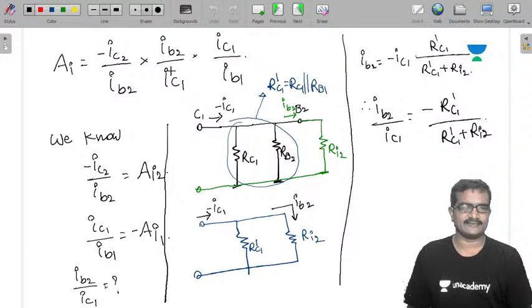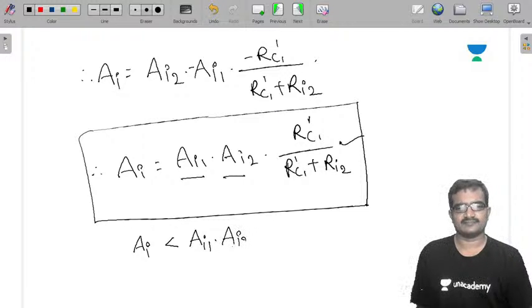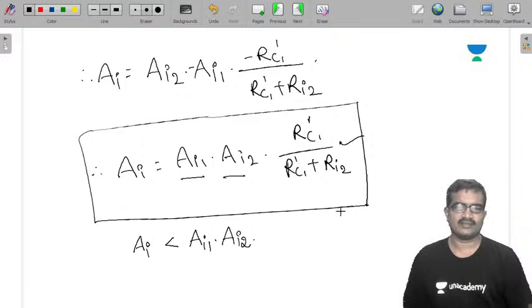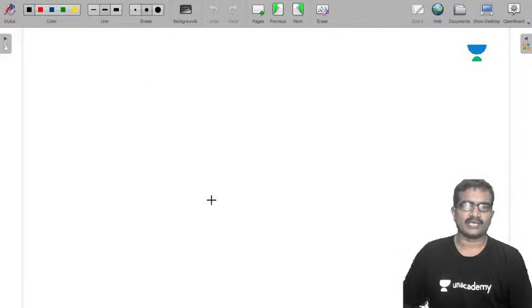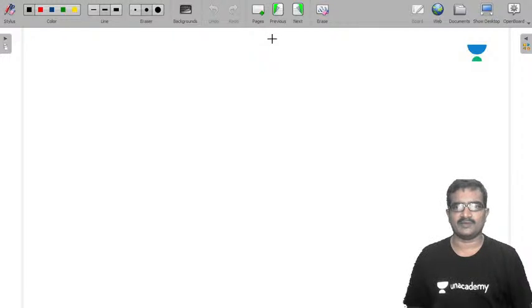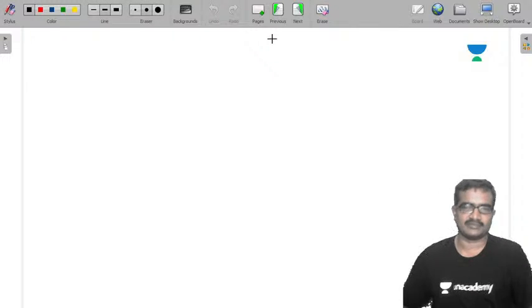This is the overall current gain. By simplifying all this, you get AI1 into AI2 into RC1 dash by RC1 dash plus RI2. See this: due to biasing resistors, your overall current gain is less than the multiplication of individual current gains. So that is the portion we completed in the morning. Now I am going to take a problem on this multi-stage amplifier.